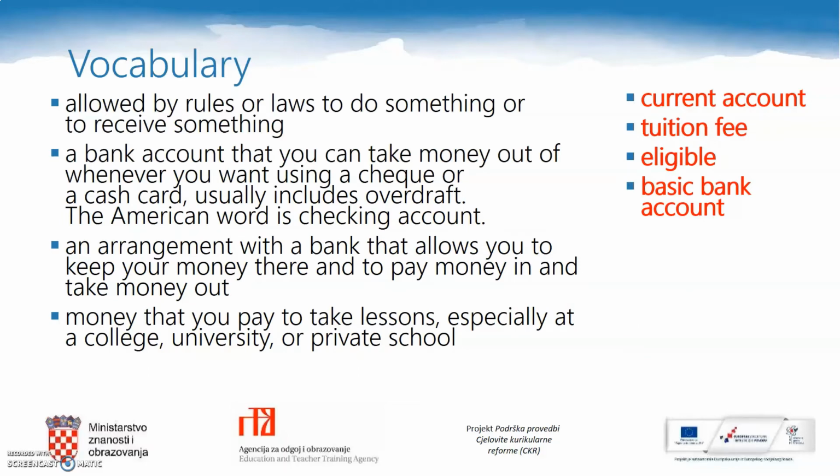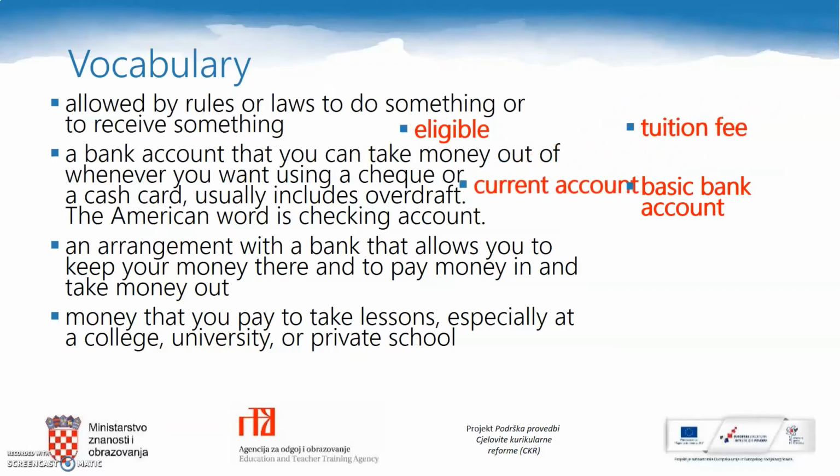So, allowed by rules or laws to do something or to receive something is called eligible. A bank account that you can take money out of whenever you want using a check or a cash card usually includes overdraft. The American word is checking account, or we can say current account. An agreement with the bank that allows you to keep your money there and to pay money in and take money out is called a basic bank account.